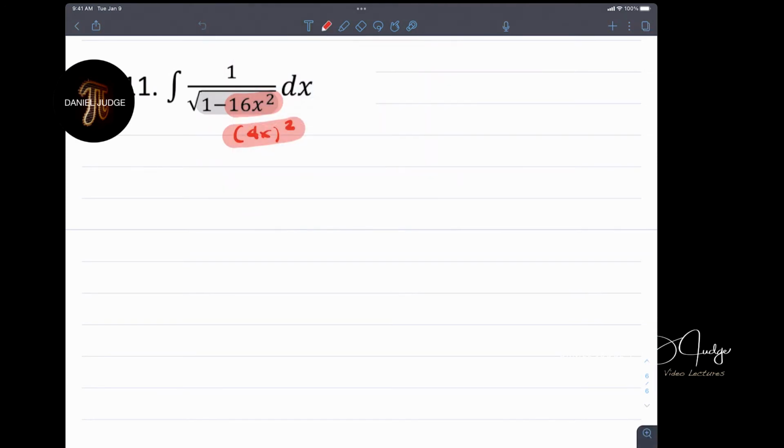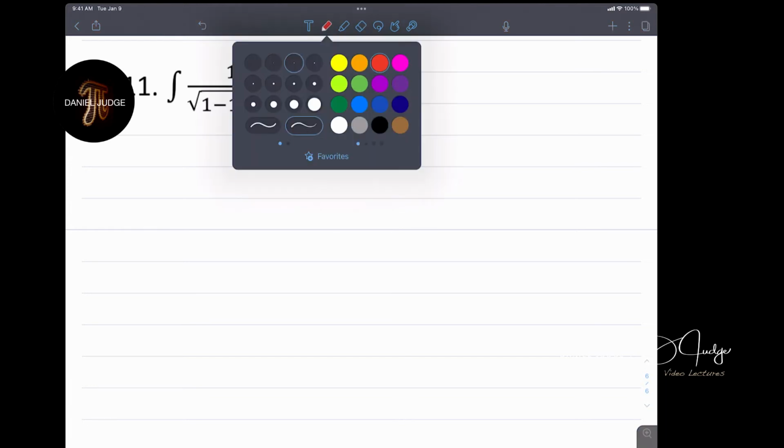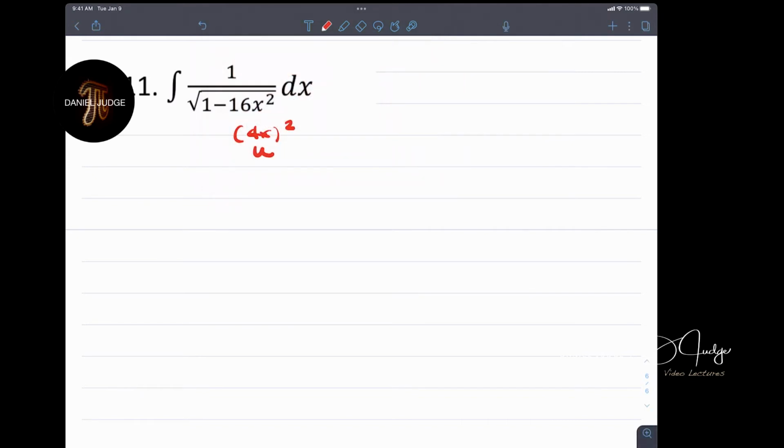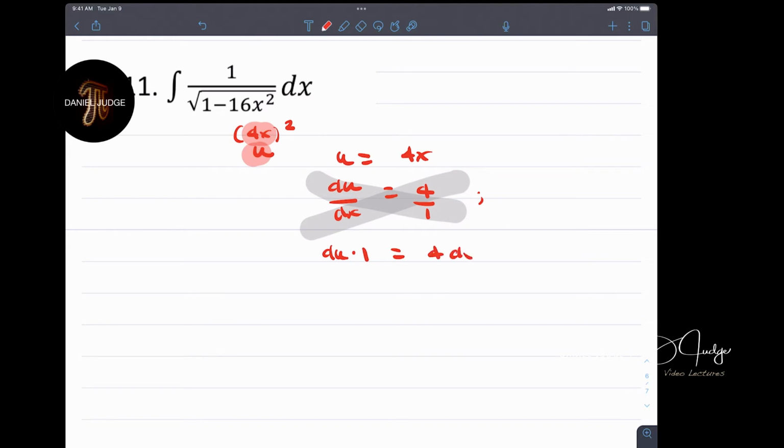So here's the point. My u value is 4x. Right in here, u is 4x. That's the u. So I'm going to say, okay, we let u be 4x, and then I need my du dx. That derivative is 4, and it's 4 over 1. Cross multiply, and you end up with du times 1 is 4 dx. Divide both sides by 4. We get du over 4 becomes that dx. So there's dx. It's a du over 4.